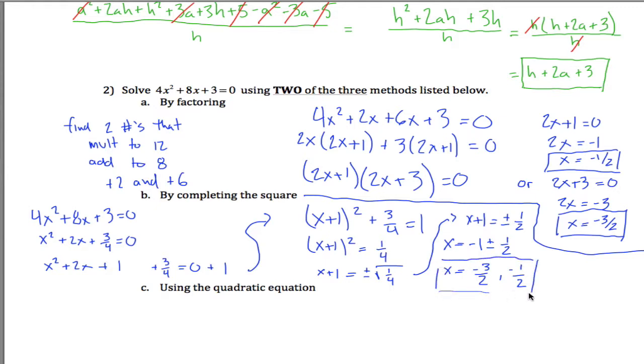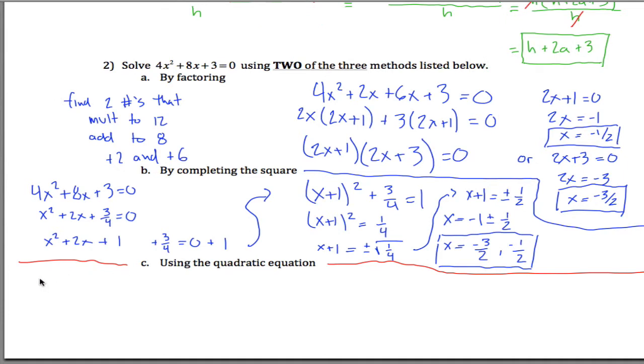Should probably switch colors. These are all kind of blending into each other. So for the last one, the quadratic equation, we'll do it in red. Okay, quadratic equation, what you need for this is kind of some memorization. It says that the solutions to ax squared plus bx plus c equals 0 are x equals negative b plus or minus the square root of b squared minus 4ac all over 2a.